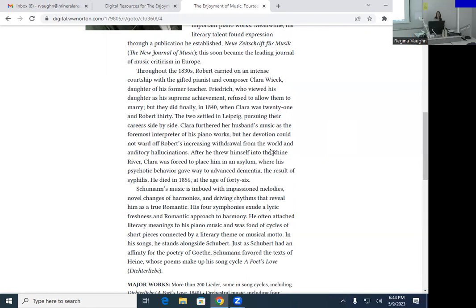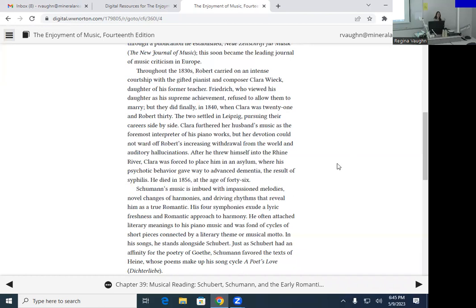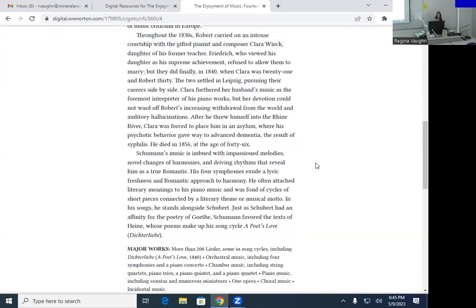But her devotion could not ward off Robert's increasing withdrawal from the world and auditory hallucinations. So in other words, Robert heard voices, and the voices told him to throw himself into the Rhine River, where he almost drowned and died. So after that happened, Clara had to put him in an asylum. Eventually his psychotic behavior turned into advanced dementia, and he died in 1856 at the age of 46.